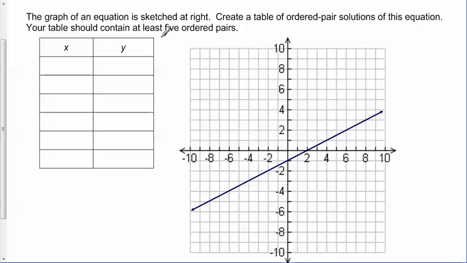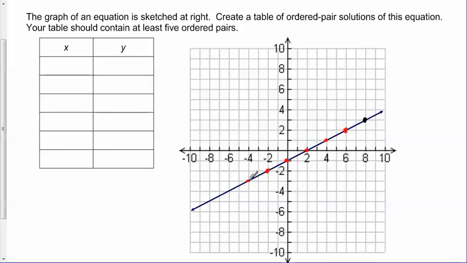this mystery equation. So what we want to do is find points that we can easily read from the graph. So we're looking for points that my line goes right directly through. And I can see that there's a lot of them. There's a point right there. There's a point right here. There's a point here. There's a point here. There's a point here. Notice all the points that we can choose from.